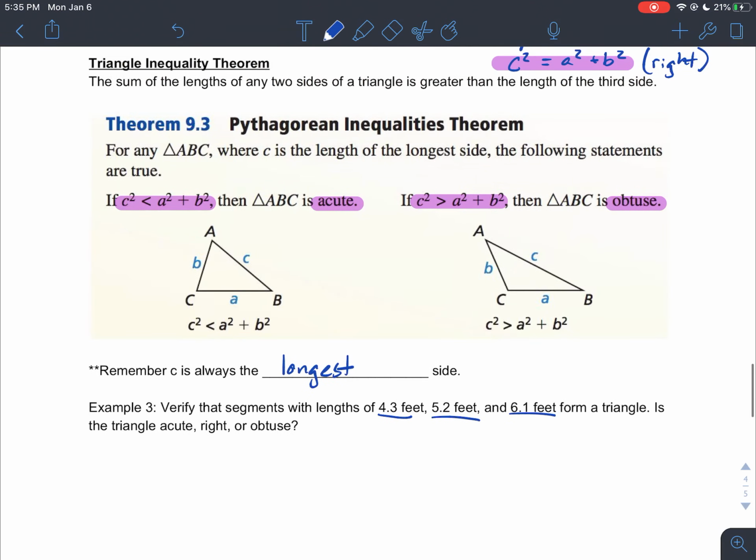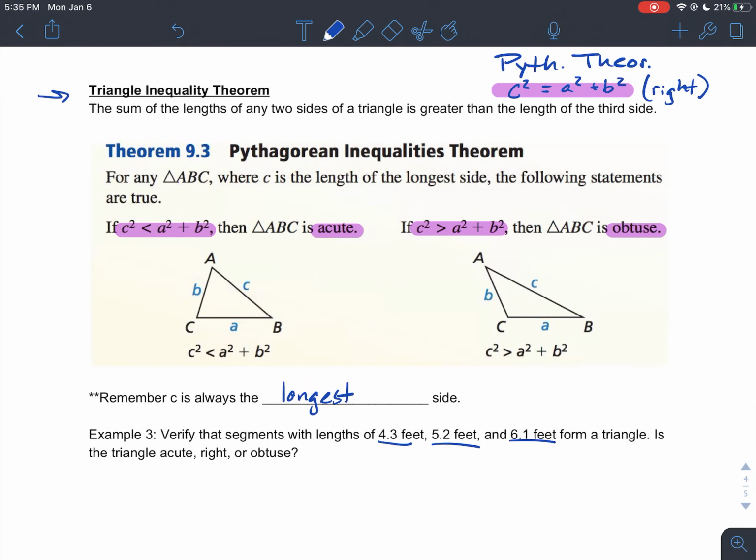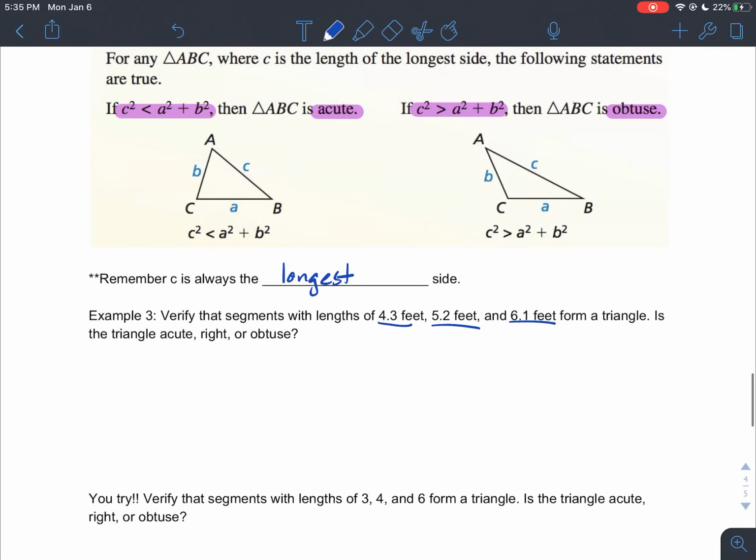First thing I'm going to do is use the triangle inequality theorem, which says if I take the two shortest sides of the triangle, 4.3 plus 5.2, they have to be longer than the third side. That's going to be 9.5. 9.5 is greater than the longest side of the triangle. So the two shortest sides together are longer than the third side. So yes, they will form a triangle.